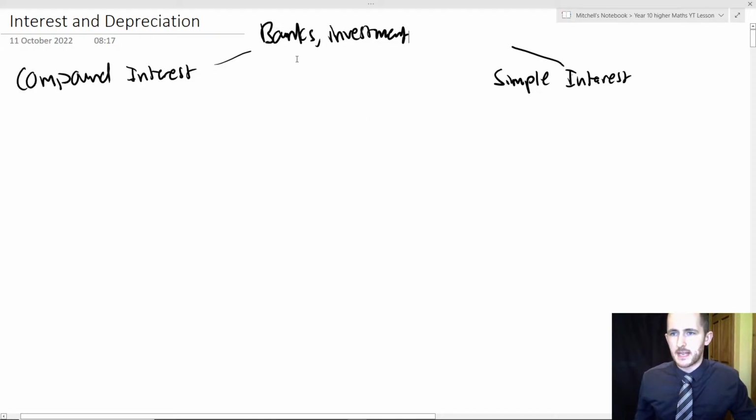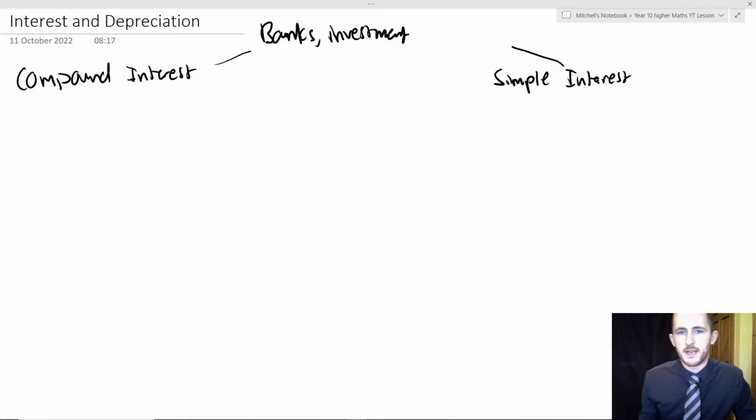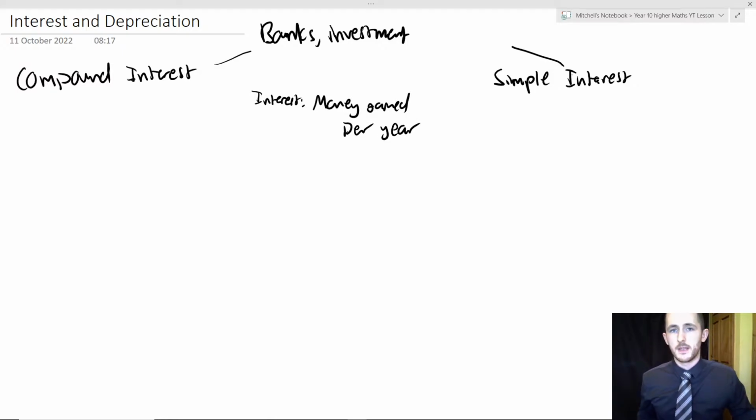Essentially, interest is the amount of money. So if we were to just quickly write this, interest is money gained per year. That's all it is in a nutshell. Now there's two types of interest. You have compound and you have simple interest. With simple interest, the amount is fixed.